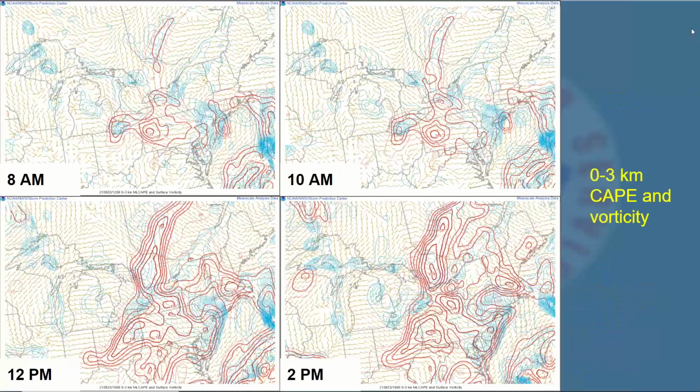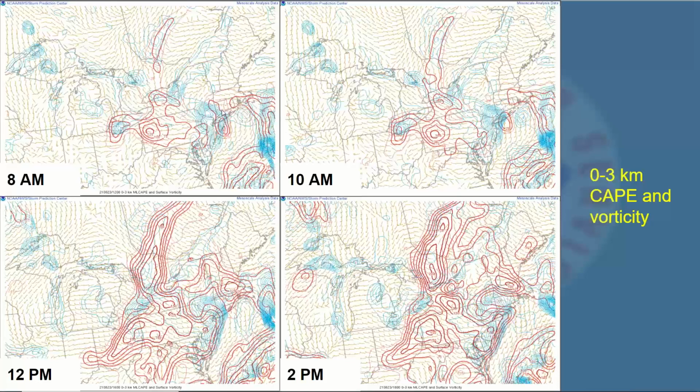Now let's go back to what Rodney showed, the 0 to 3 kilometer. Again, you're looking at roughly the lowest 6,000 feet. Looking at our CAPE, which is our instability in red, and our vorticity, which is the blue. Remember, that's just spin. It's just a fancy name for spin. So we're looking for areas where the two overlap.